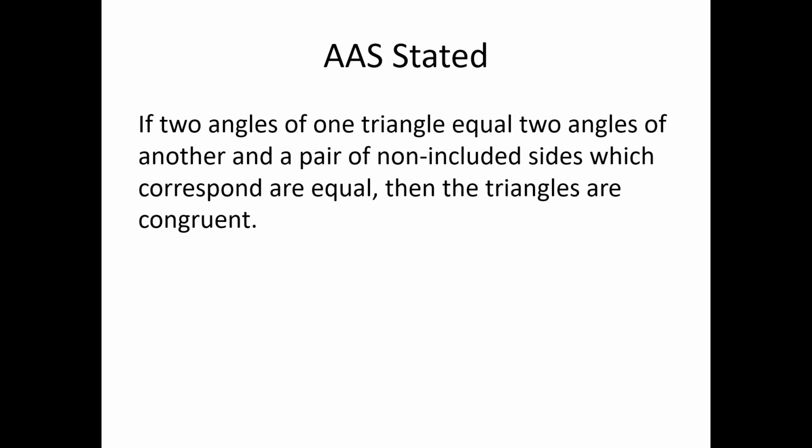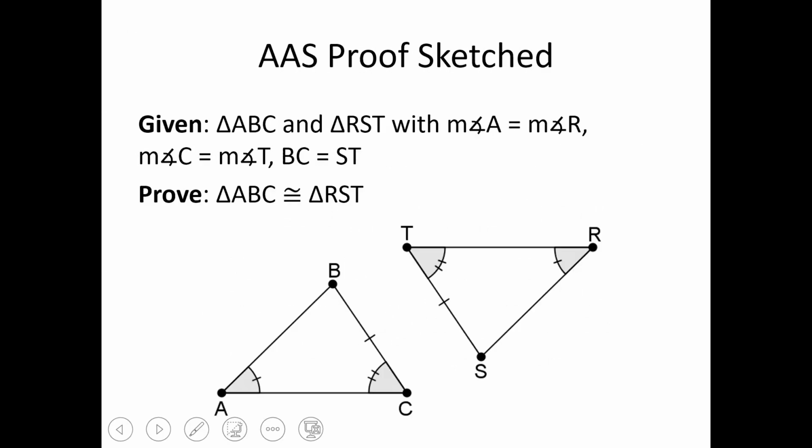Right? There's, of course, a reason why the S is not in between the A's in the name AAS. It's that the pair of equal sides are not in between the pair of equal angles, and of course they have to be sides that correspond to one another. So here is a nice little picture to go with that. We have two triangles ABC and RST with two pairs of equal angles, namely angle A is equal to angle R, and angle C is equal to angle T. And we also have a pair of equal sides, BC and ST, which do correspond.